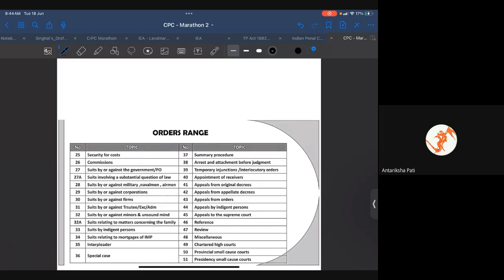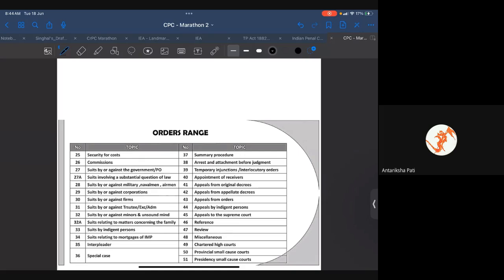27 is substantial question of law. 28 is military, navalmen, airmen. 29 is corporation. 30 farm. 31 suits by or against minors and 31 is trustee, executive administrator. 32 is minor unsound mind. 32 is family matters. 33 is indigent person.